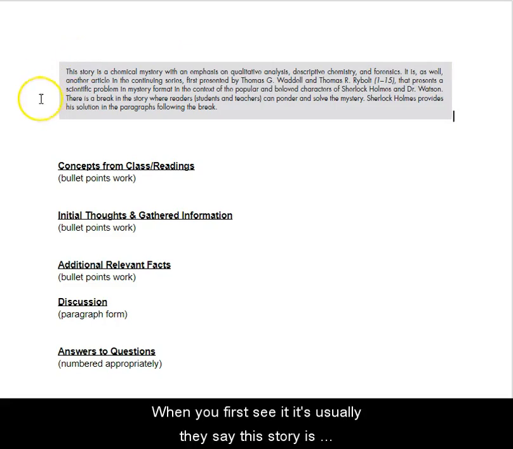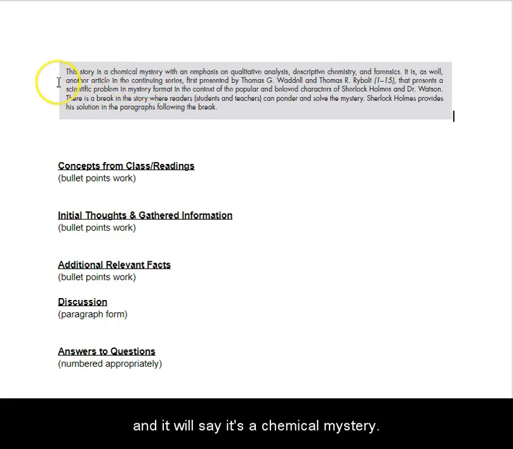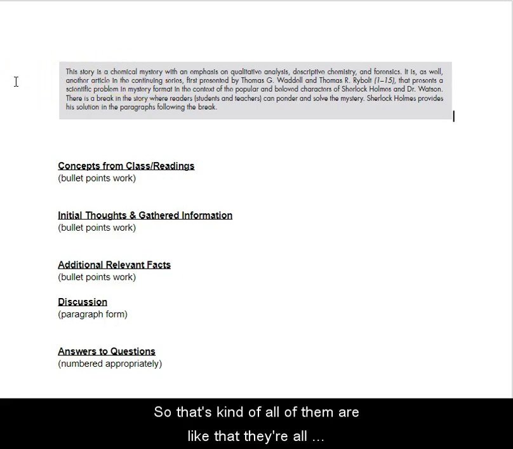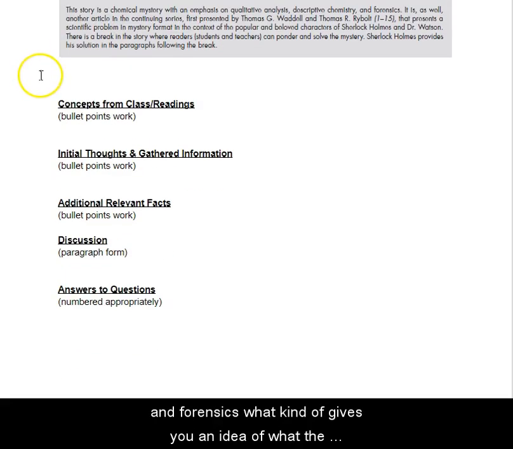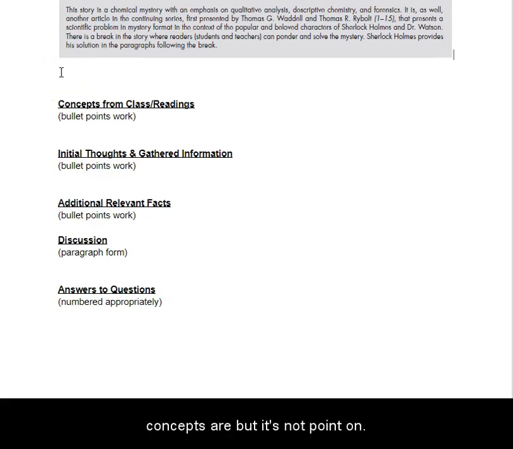When you first see it, usually they say this story is, and it will say it's a chemical mystery. All of them are like that. They're all Sherlock Holmes, so hopefully that will keep your interest and pique you a little bit more. And this one says it has an emphasis on qualitative analysis, descriptive chemistry, and forensics. So it gives you an idea of what the concepts are, but it's not pinpoint.